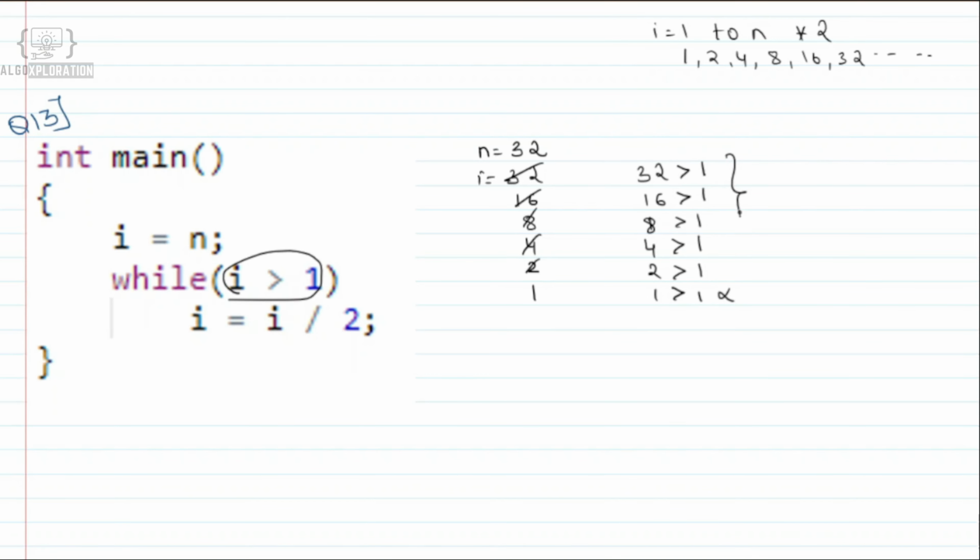So basically it is running for 5 times. So we can say log 32 base 2 is actually 5. So the time complexity of this problem will be order of log n base 2.